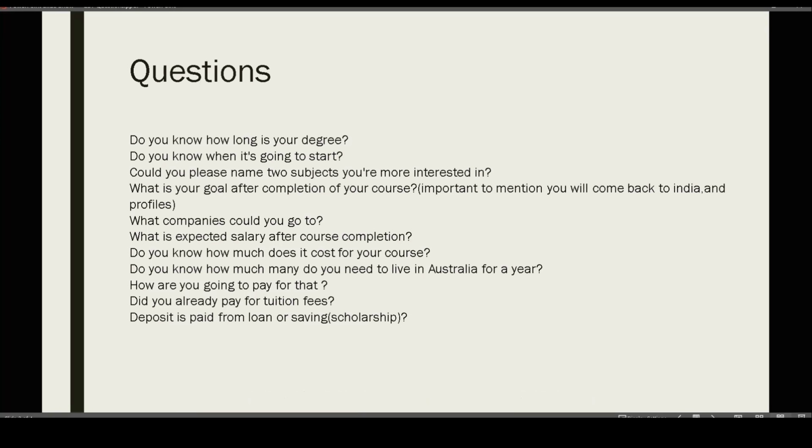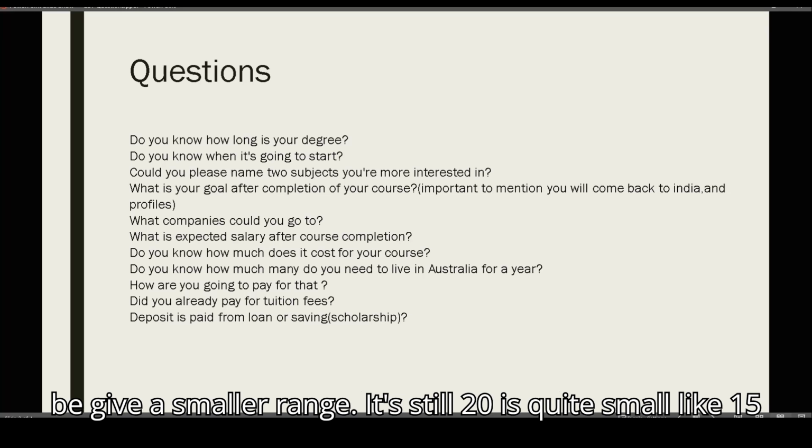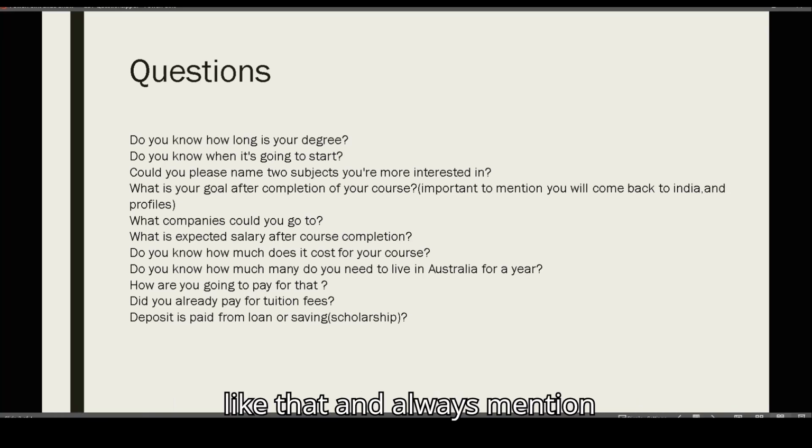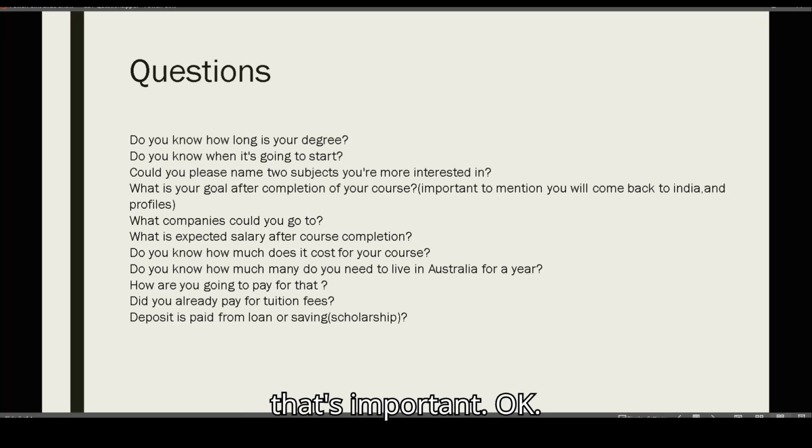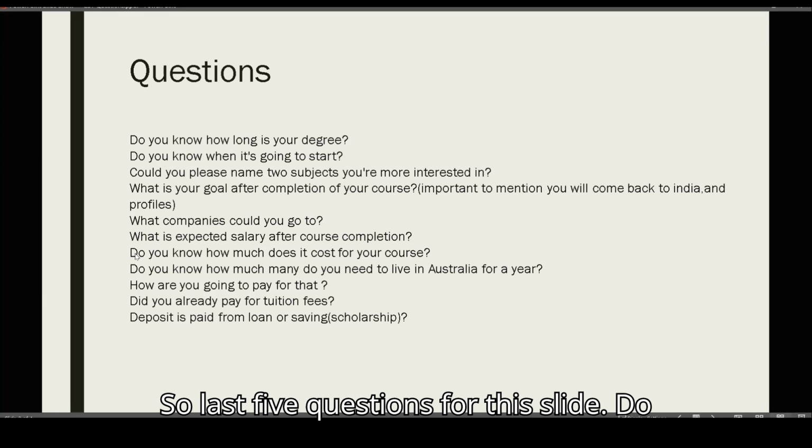Give a range. Let's say 10 to 12 LPA, not like 12 LPA. 10 to 12 LPA, 10 to 20 LPA. Give a smaller range. 12 to 20 is quite more, like 15 to 20 LPA, like that. And always mention that you have the intention of coming back to India. That's important. Okay, so last 5 questions for this slide.